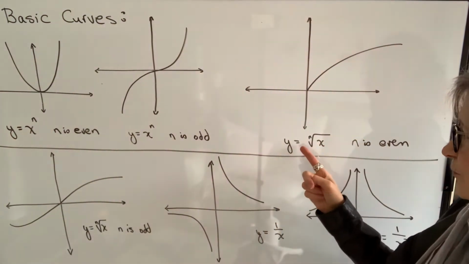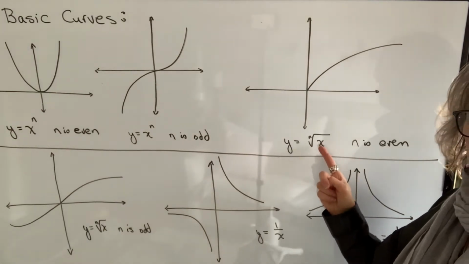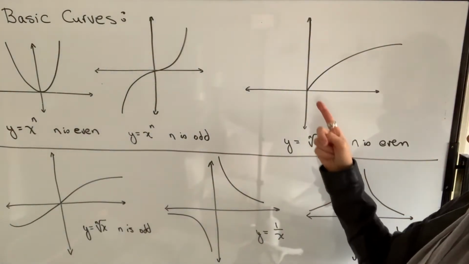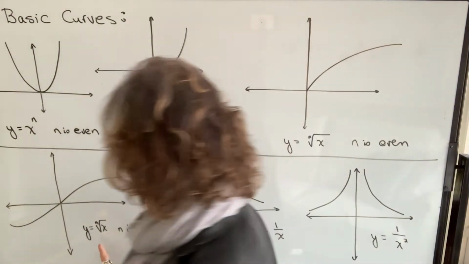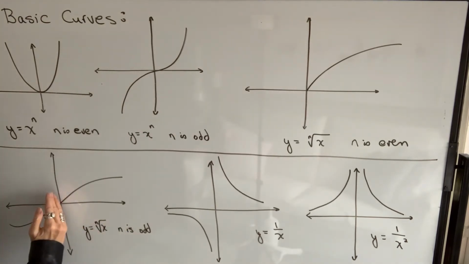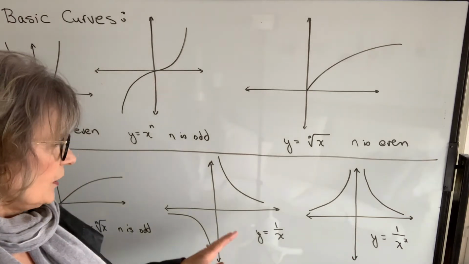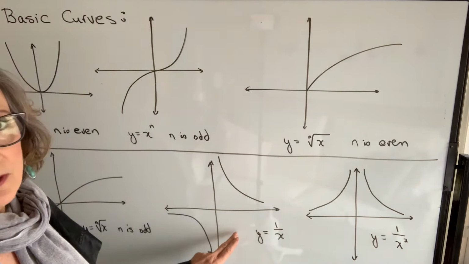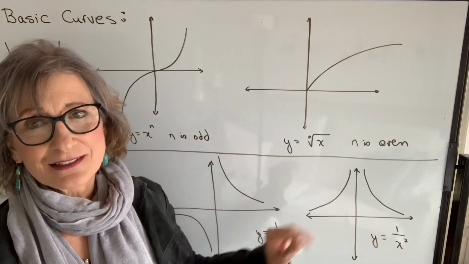If you have a function y equals the nth root of x and n is even, so it's a square root or the 4th root or the 6th root of x, the shape of the graph will look like this. That same function where n is odd looks similar in quadrant 1, but it's defined when x is negative, so the graph is going to look like this. If you have 1 over x, the graph will look similar to this, and if you have 1 over x squared, it looks like this.